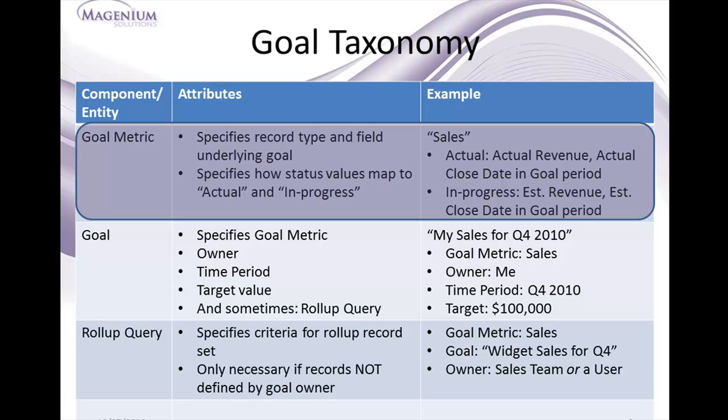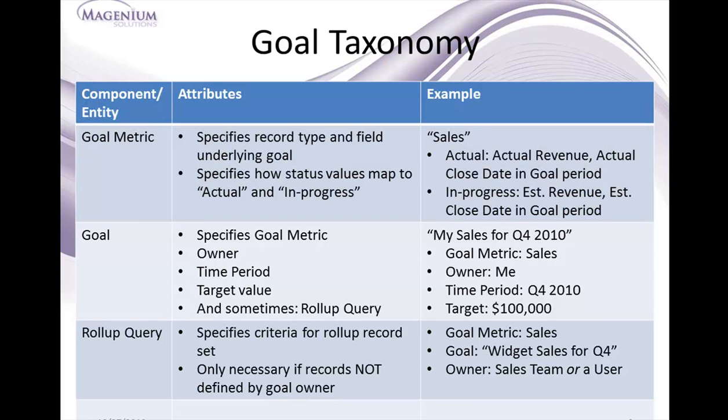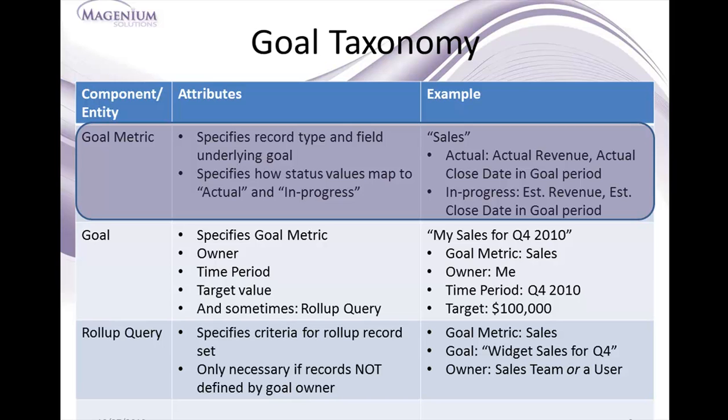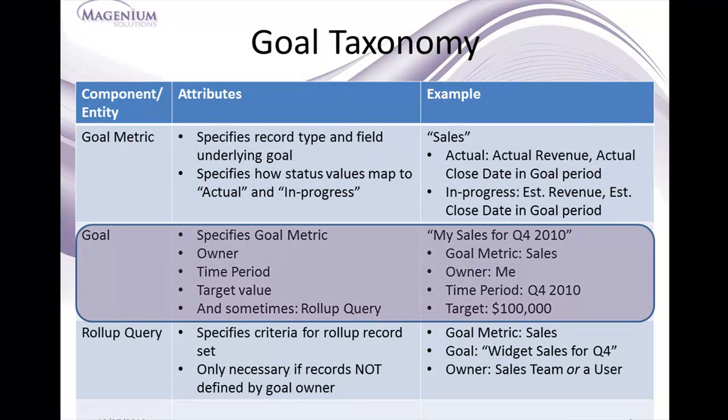So, for example, the examples might be opportunity record type and the field estimated revenue or actual revenue for in-progress and actual indicators. And I'll take you through an example of that. That's the goal metric. When we define a goal, that's going to be based on the goal metric, but the goal is really where all the action is. This is the specific thing that somebody's feet are held to the fire for.